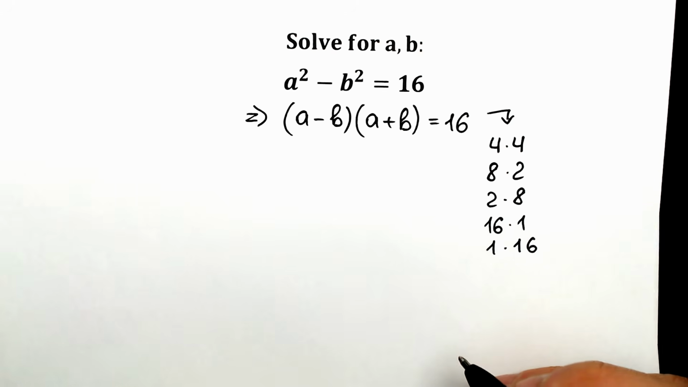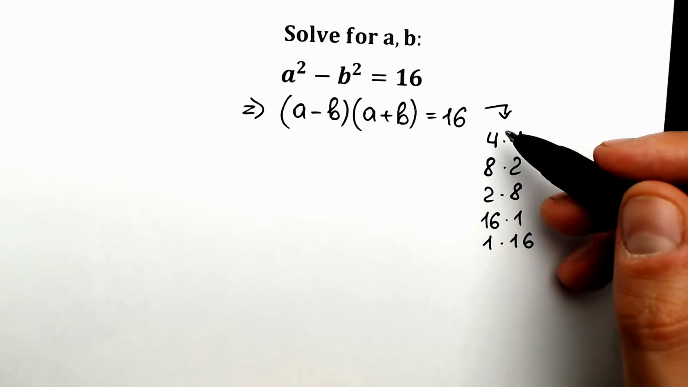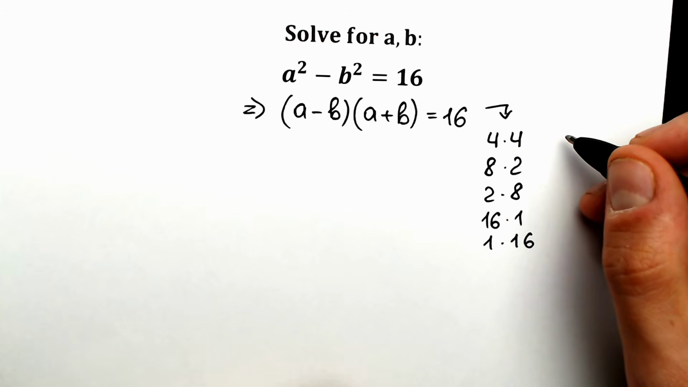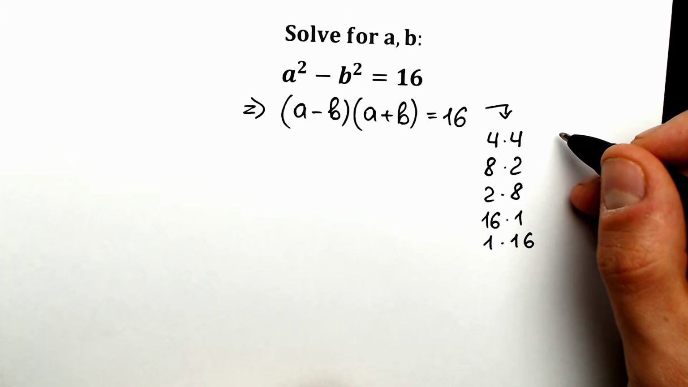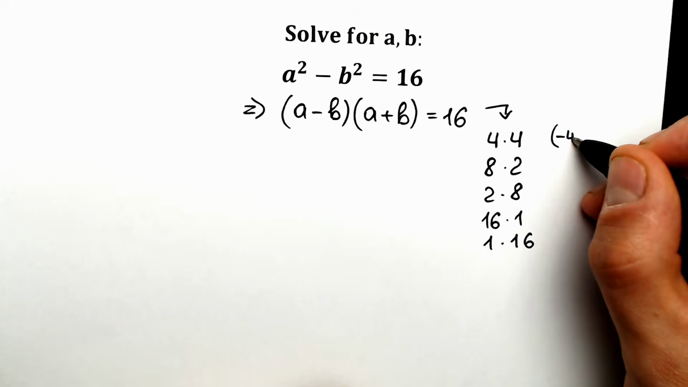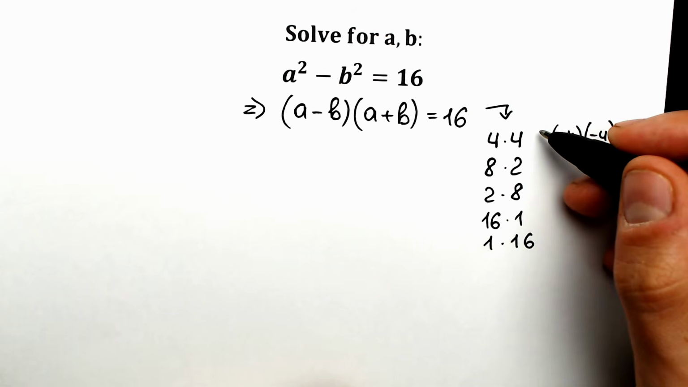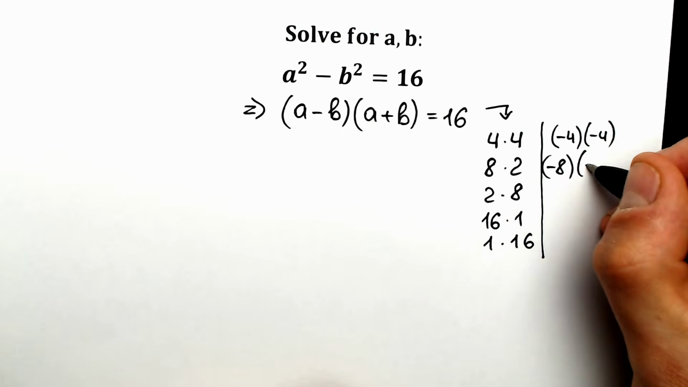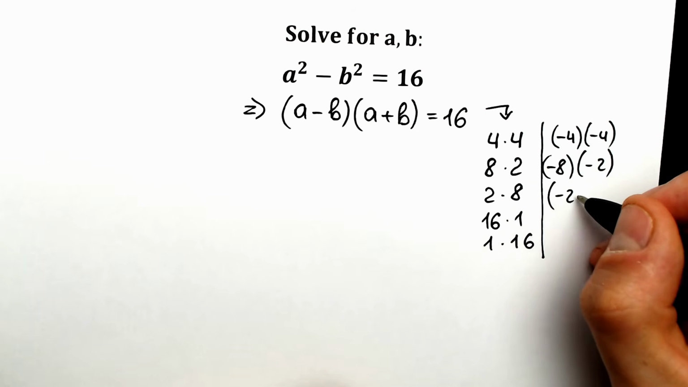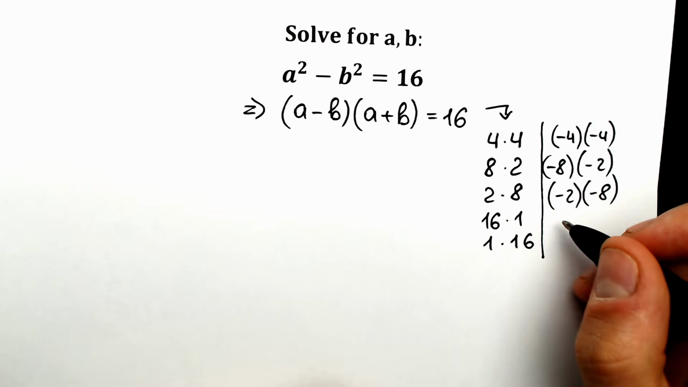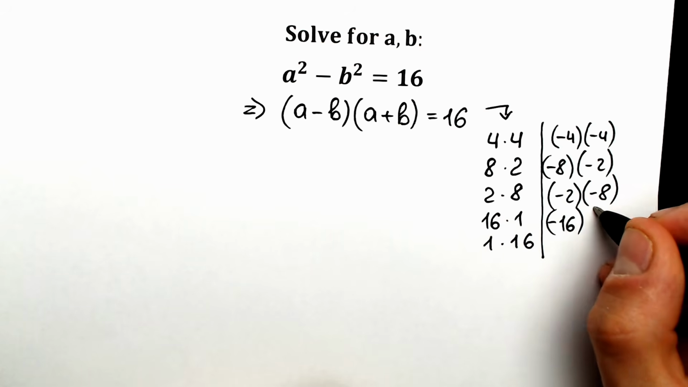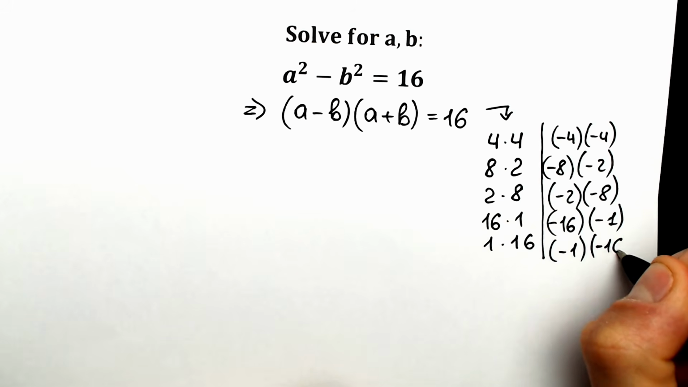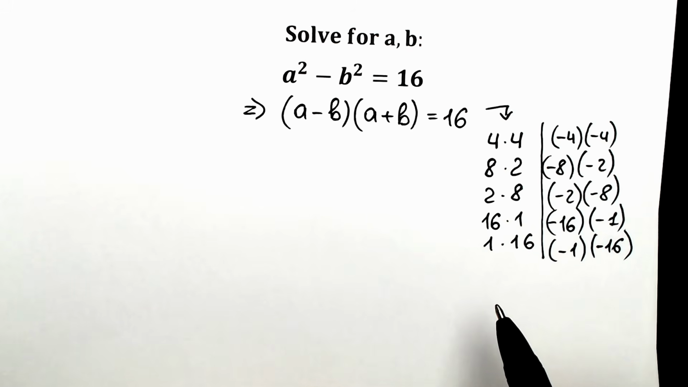In the same way, we have a negative branch. So first of all, I want to solve it for a positive branch, but in general, we need to think a little bit about a negative branch, because we can also write this 16 as a product minus 4 times minus 4. So I want to split it. This is like a positive branch. We have minus 8 times minus 2. We have minus 2 times minus 8. We have minus 16 times minus 1. And we have minus 1 times minus 16. Yeah, so we have all possible cases.